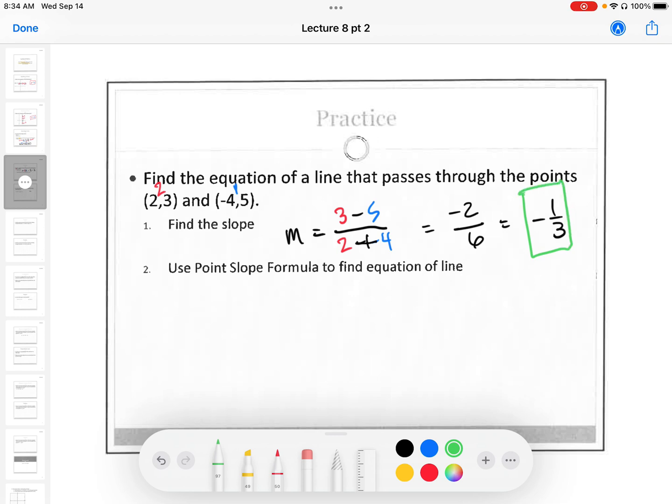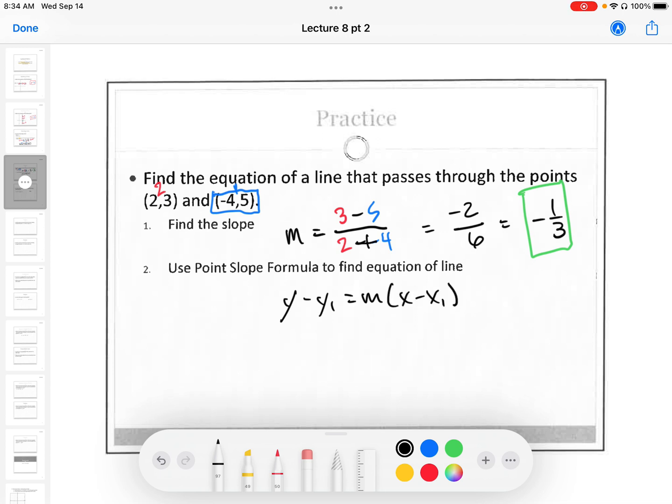Okay. Now I have a slope, and I just need to use one of the points. It doesn't matter which point I use. I'm going to use this point here just because it has that negative so that we can talk about that as well. Okay, so we have our slope, we've got a point, so now we're just going to plug it into our point slope formula.